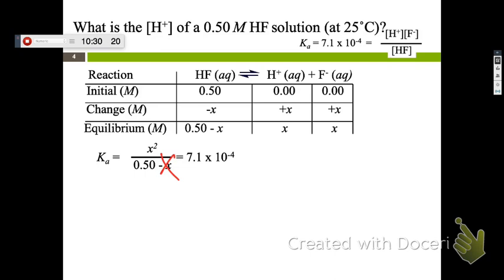Can I ignore these x's? No. We can't ignore these because it goes from 0 to something, so we can't ignore the something that it becomes. So then what does that equation become? It becomes x squared over 0.50. Can you guys solve for x there?